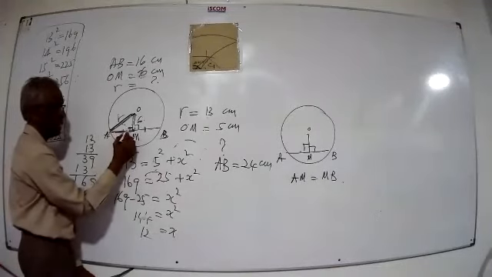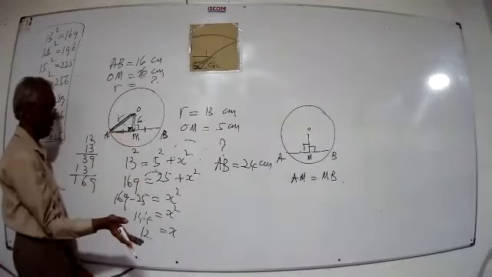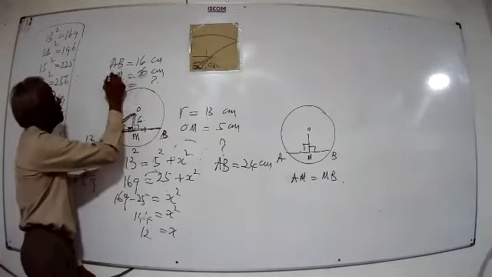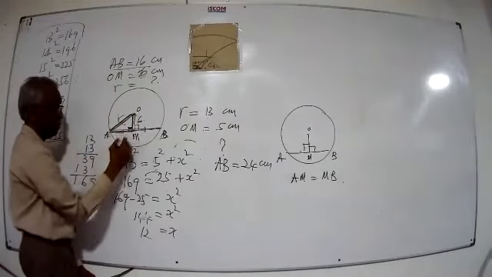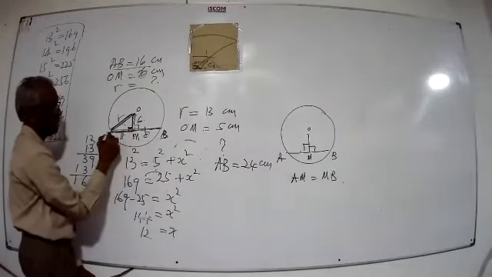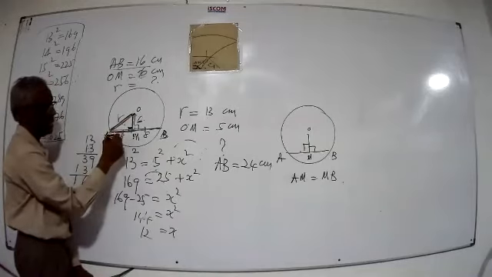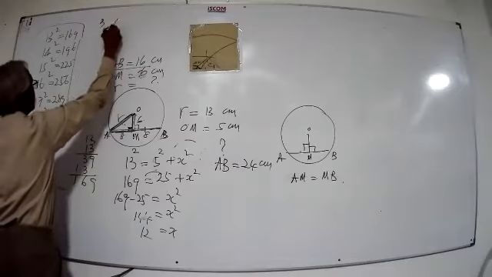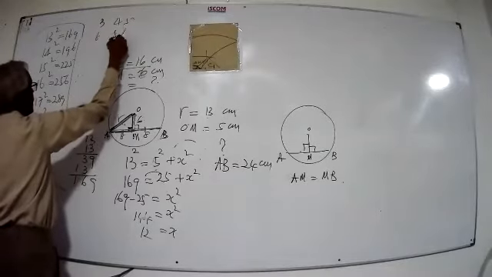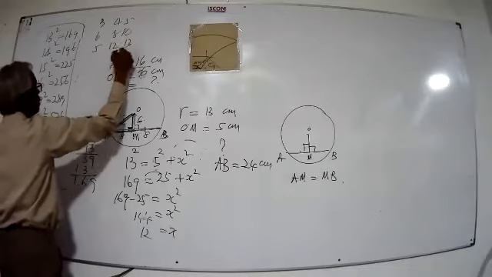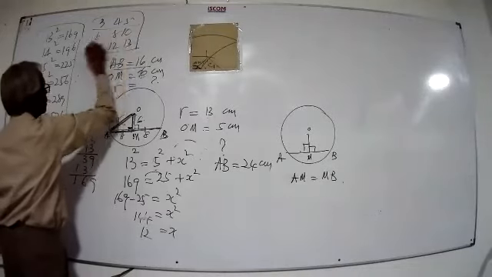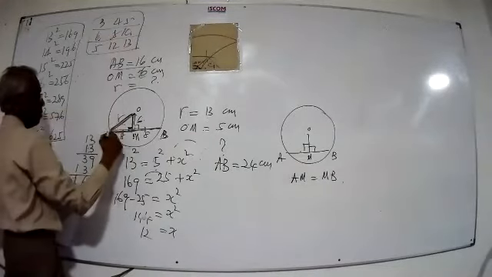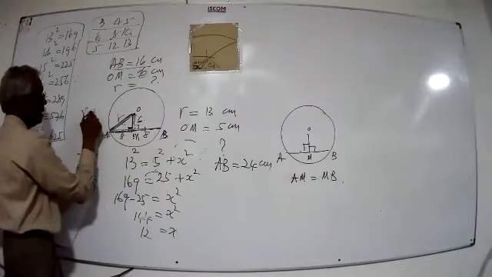Apply Pythagoras to this right angle triangle. Right now this is 6, this is 16, midpoint is 8, and then we get 6, 8, 10. 3, 4, 5; 6, 8, 10; 5, 12, 13. We must remember these. So 6, 8, 10, then r equals 10.